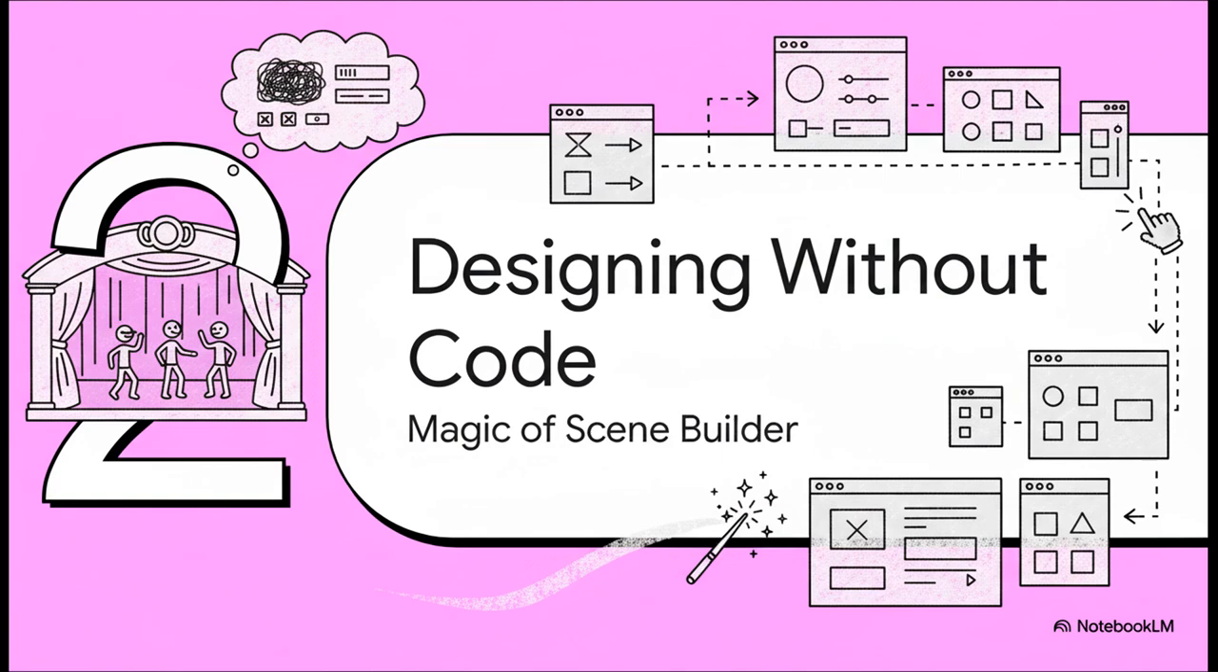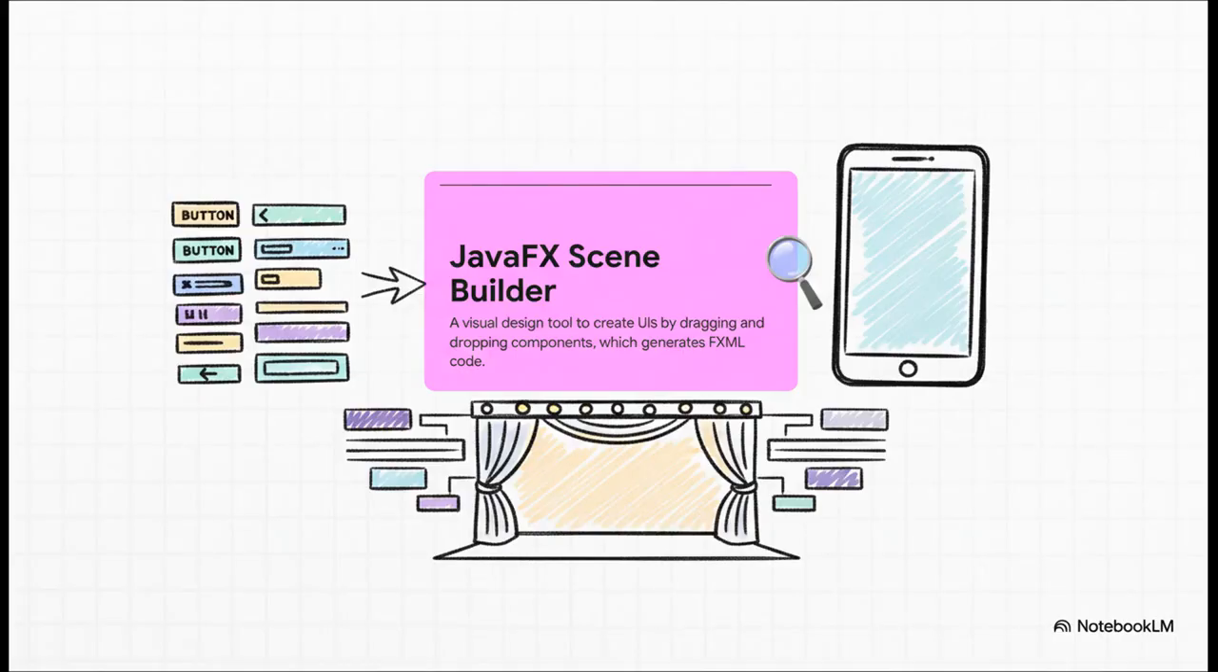Okay, so we've got our stage, our scene, and our actors, our nodes. But how do you actually arrange everything? Are you seriously expected to code every single X and Y coordinate by hand? Phew, thankfully no. This is where things get really cool. Let me introduce you to the JavaFX Scene Builder. This is a straight-up visual drag-and-drop editor. You can build your entire user interface visually, move things around, resize them, and it writes all the XML layout code for you. It's like having a professional set designer on your team, but it's a tool.